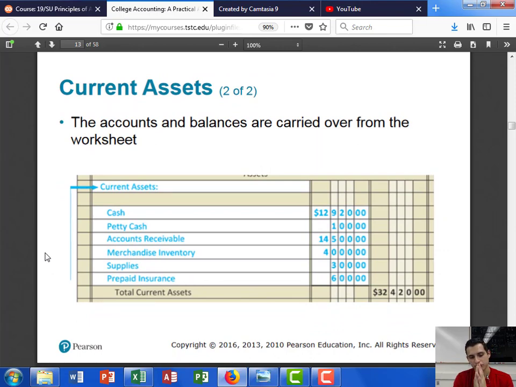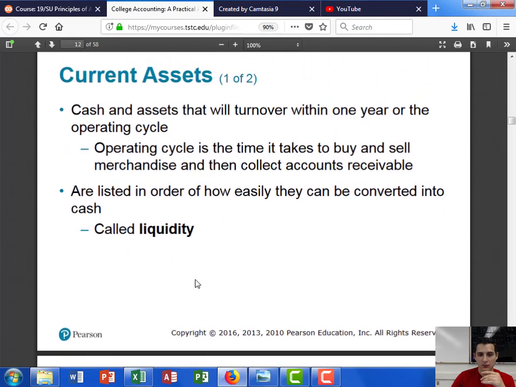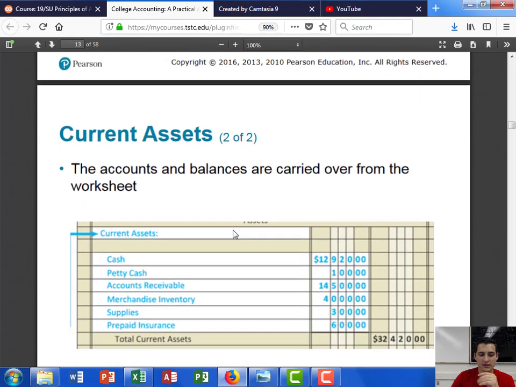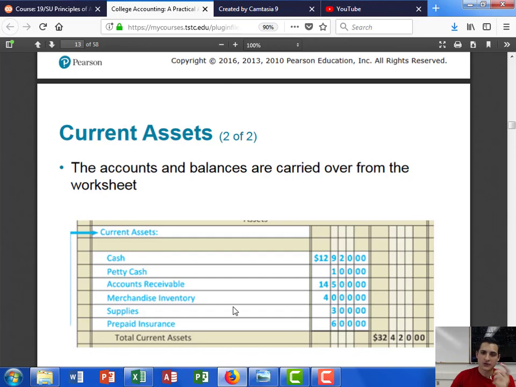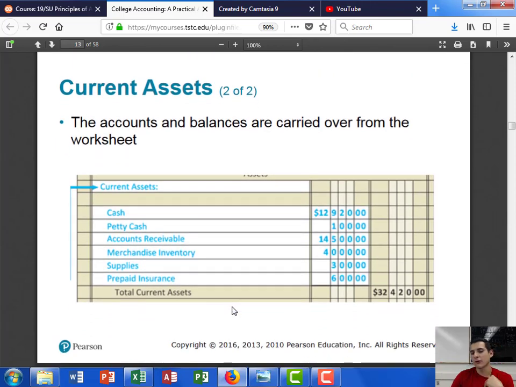Now, current assets in here, we're going to be dealing mainly with cash, petty cash, accounts receivable, merchandise inventory, supplies, and prepaid insurance. So now a better example that I can give you for liquidity and a current asset would probably be your merchandise inventory. So for example, if we're Walmart and our current assets deal with a lot of toys, we could then liquidate those toys or sell them either to another small business or just sell them for a really cheap price just to get rid of them.